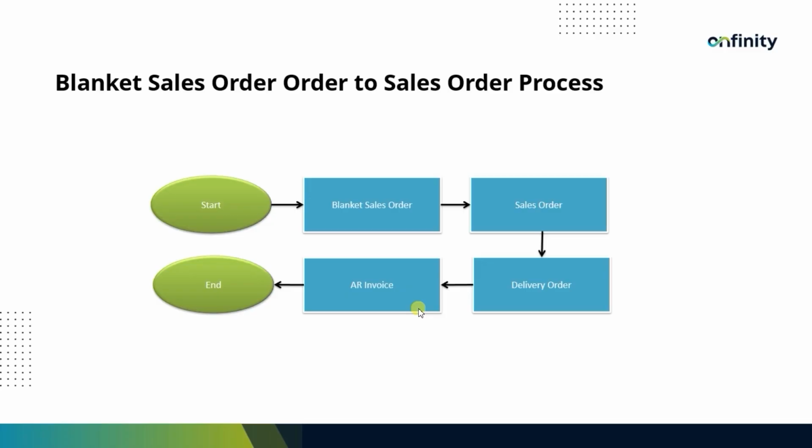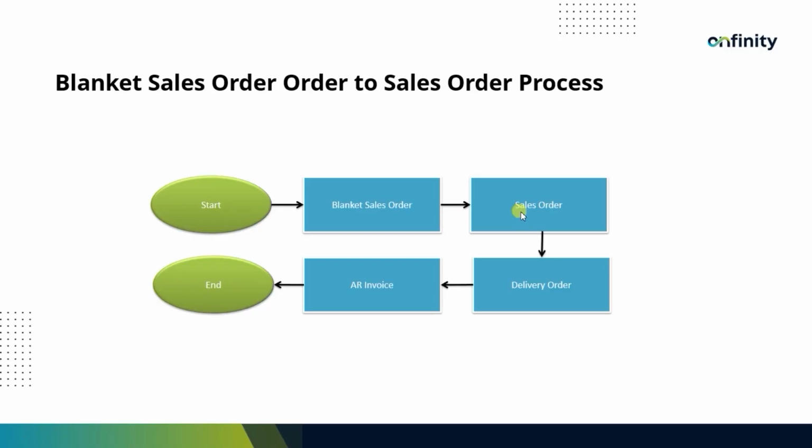Let's move on to our next topic, which is the blanket sales order to sales order process flowchart. This visual representation provides a clear and comprehensive overview of the entire process, helping you understand each step and how they connect within the system. The process begins with creating a blanket sales order. This serves as the master order, capturing the total quantity, agreed pricing, and delivery terms for the entire period.